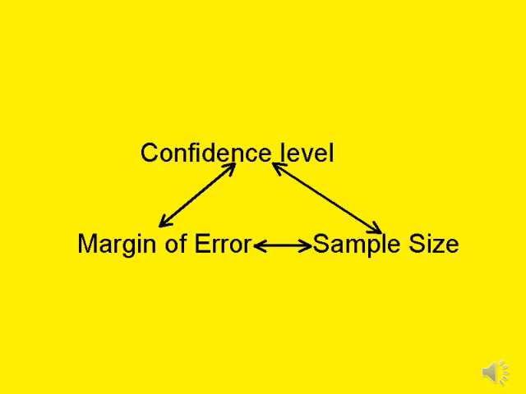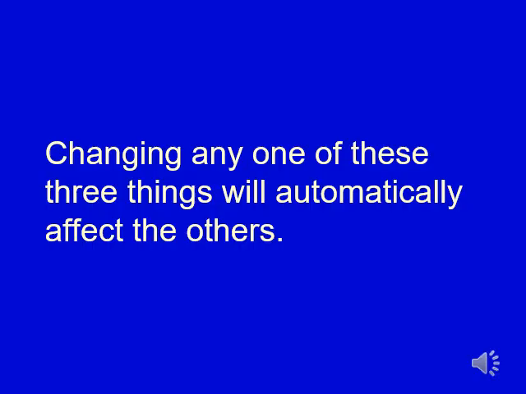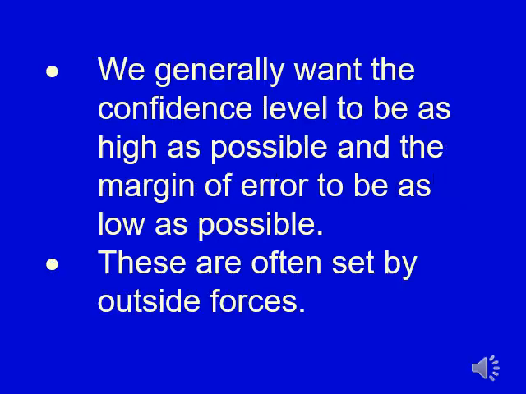And if you want to get away with a small sample, you'll have to either have a big margin of error or a lower confidence level. When any one of those changes, the others follow. They all sort of pull against each other, so changing any one of them has to affect the others.